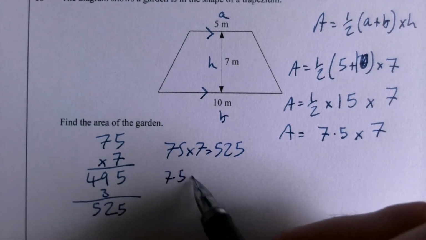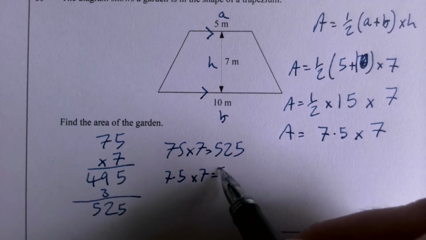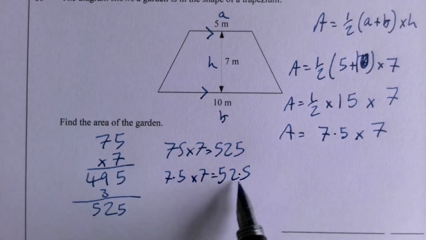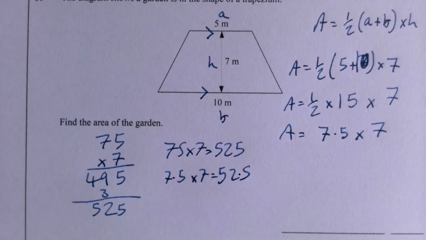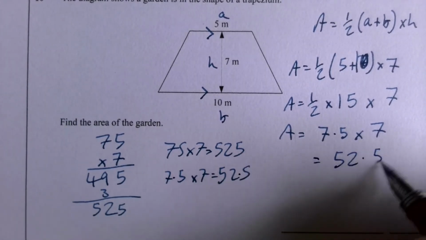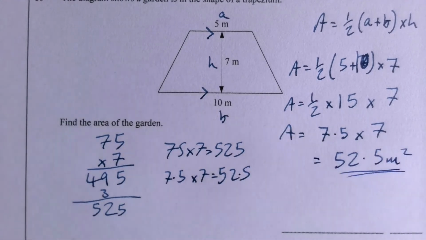So if 75 times 7 is 525, if we have 10 times less, it's going to give us the same digits, but we need to divide the answer by that as well. And if you think about it, 7 7s are 49, so that makes sense, doesn't it? So that's going to give us 52.5 meters squared.